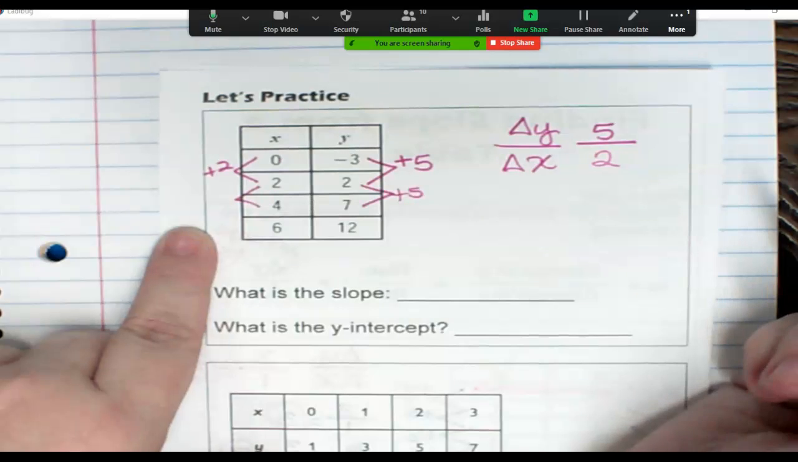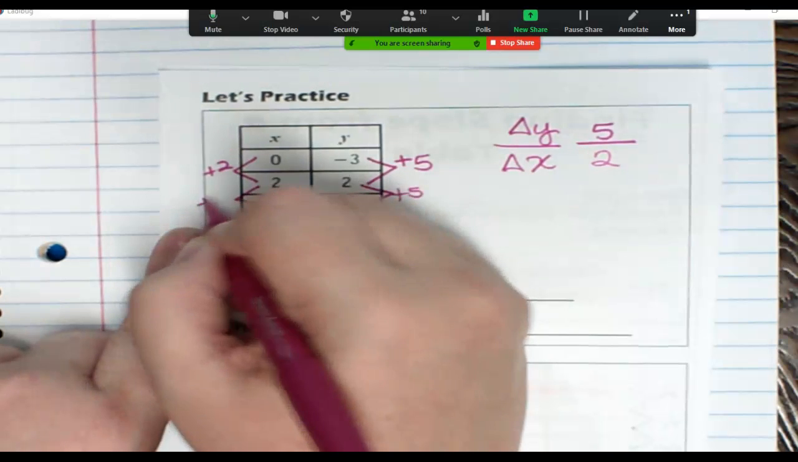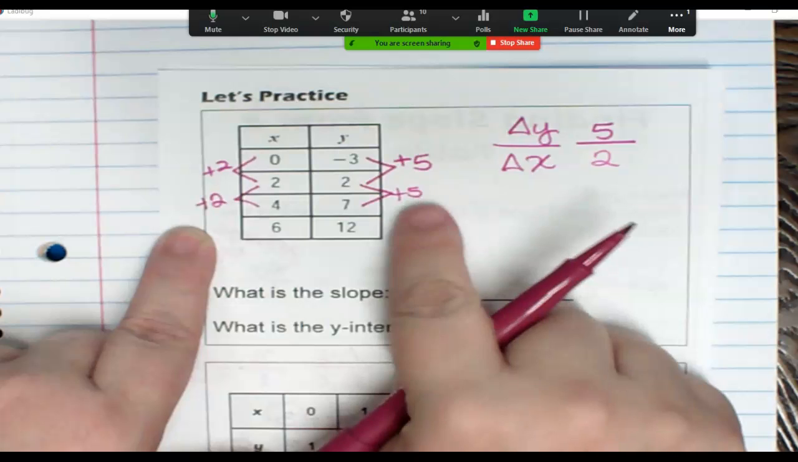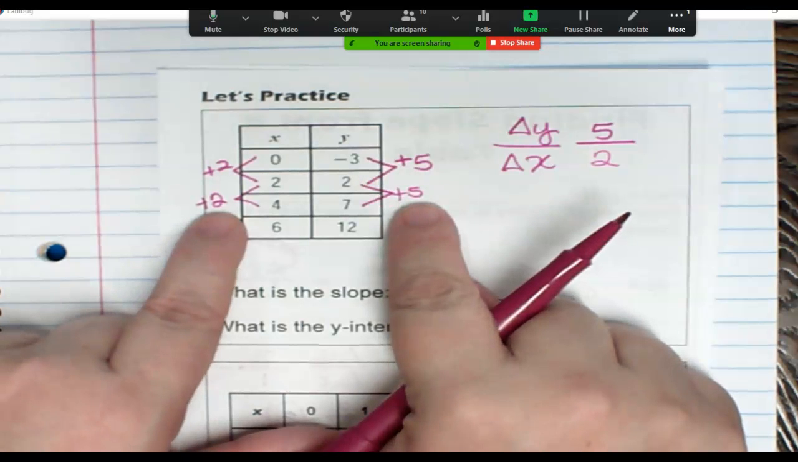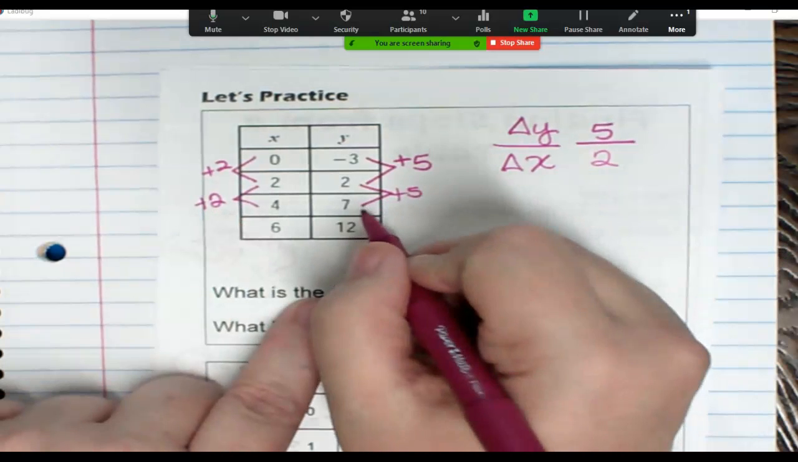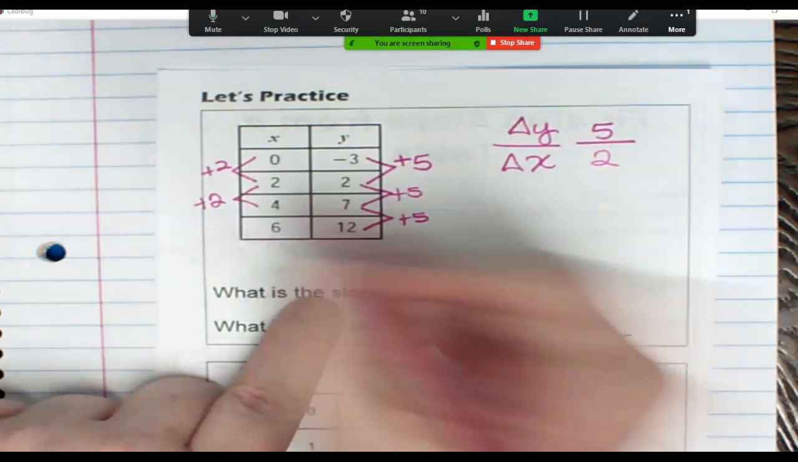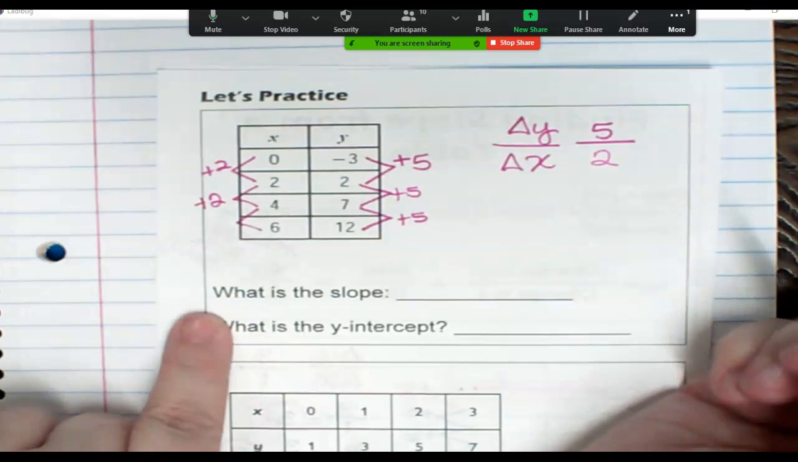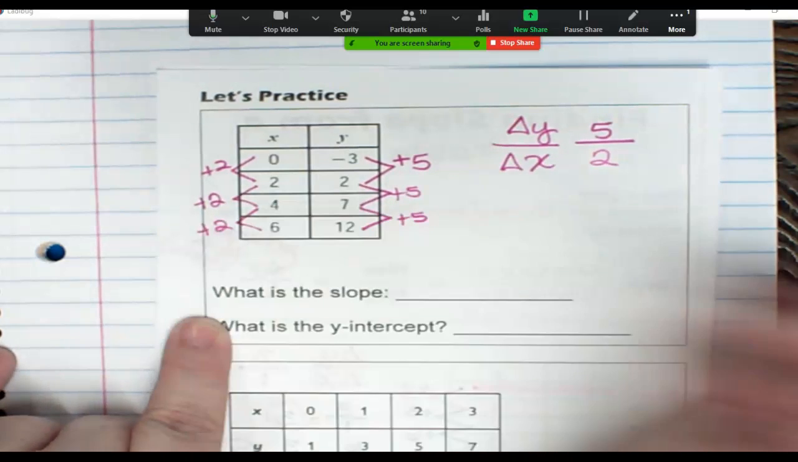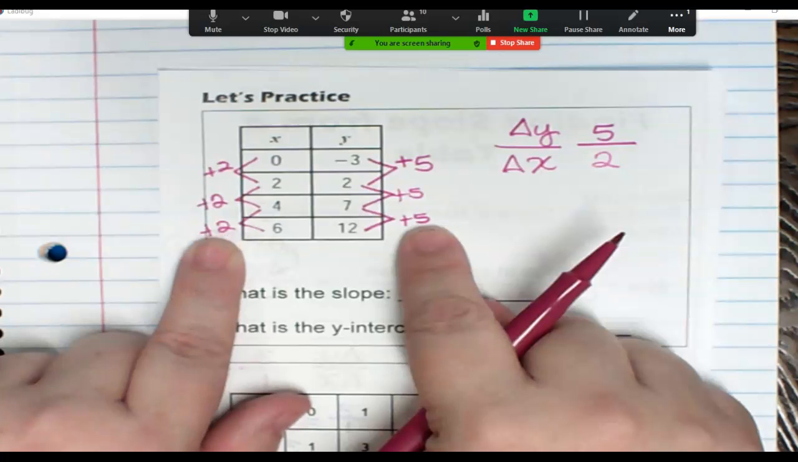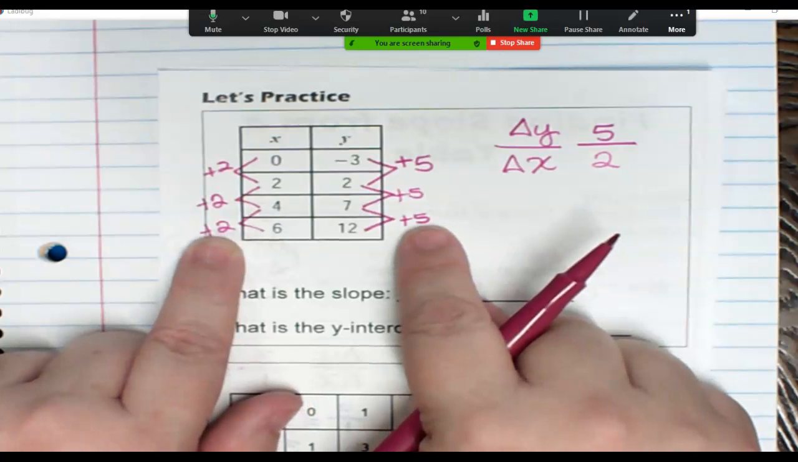2 to 4. There's my plus 2. So does that still give me the ratio of 5 over 2? Yep, we're good. What about 7 to 12? Plus 5. 4 to 6? Plus 2. 5 over 2, same thing. Even if I would have got different numbers, is that still okay? Yes, as long as it simplifies to the same number.